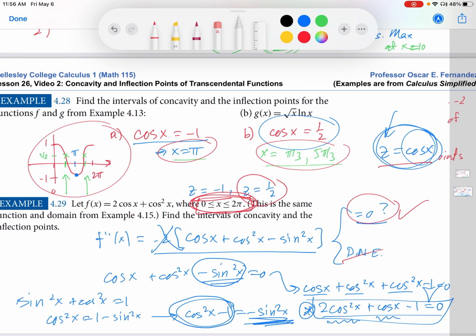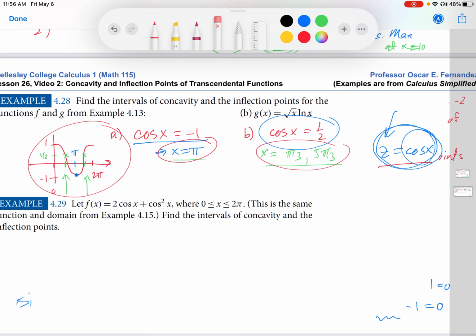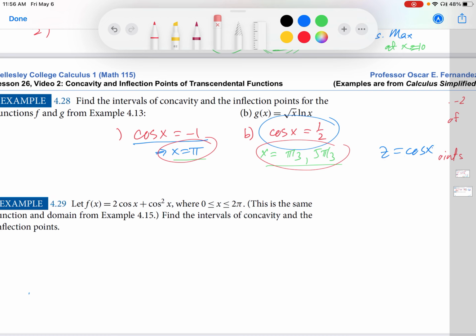So now I'm going to set up my sign chart and then find values to substitute into my second derivative, which I noticed I just erased, but I'll write it back over. And then figure out where the second derivative is positive and negative, and that will tell me concavity, and figure out if that concavity changes, and that will tell me inflection points. Okay, great. So we're almost done.